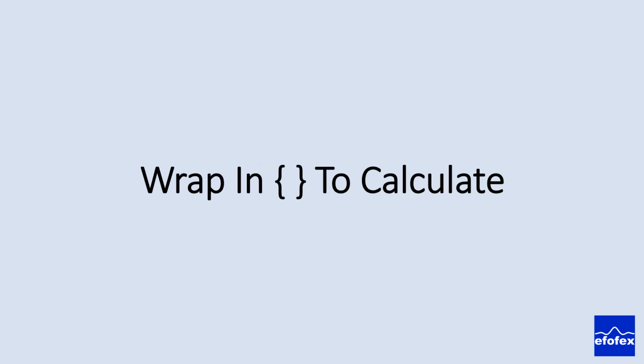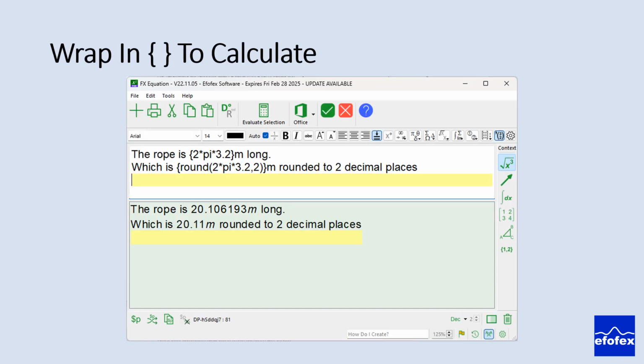The inline calculator is the final, crucial part of creating parameterized materials. Anywhere you type text into any of our products, if you wrap something in braces, the inline calculator will attempt to calculate a result. This can range from simple numerical calculations, like 2 times pi times 3.2, through commands like the rounding command included in this equation, which is rounding to 2 decimal places.